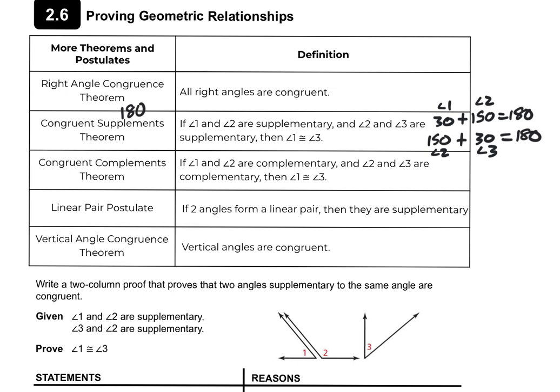And because angle 2 is the same, that means angle 1 and angle 3 have to be the same as well. Okay? Because what they have to do is they have to add up to be 180. So basically, if you have two angles that are supplementary with the same angle, then those two angles must be congruent.